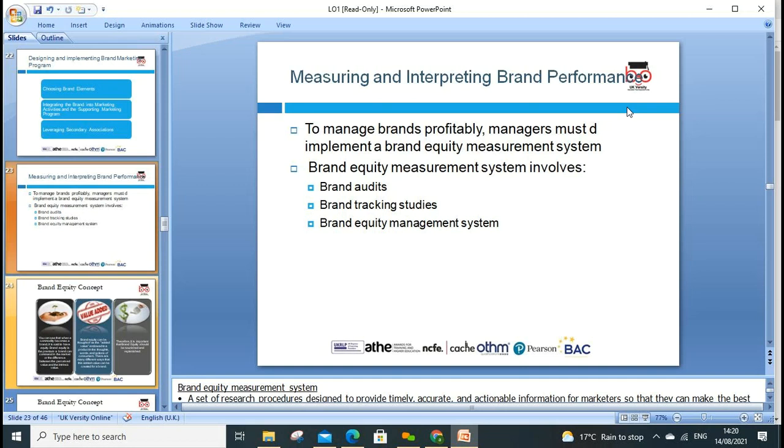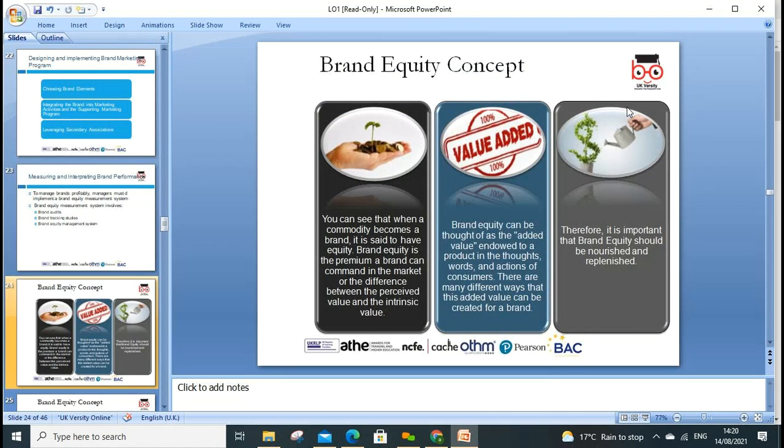Further, we can look at the brand in terms of the BCG matrix. BCG is Boston Consulting Group, and the matrix we will go through in the following lesson can be used. So: brand audit, brand tracking studies, and the brand equity management system.